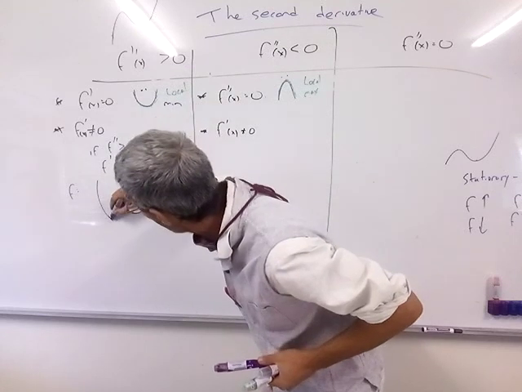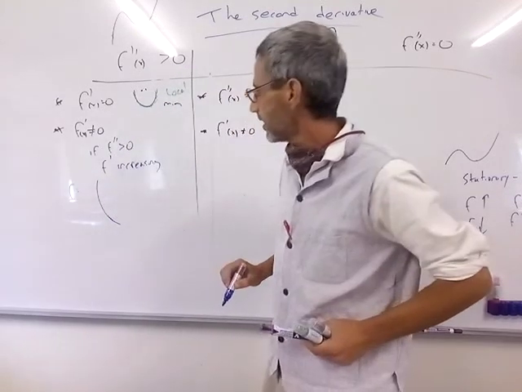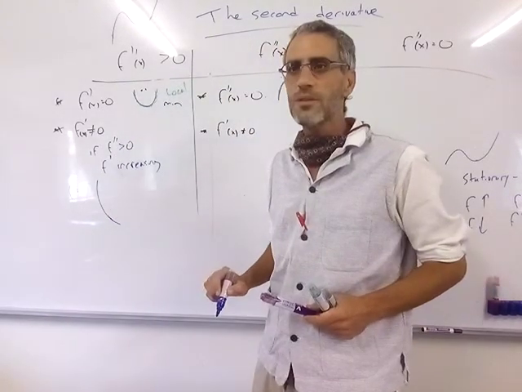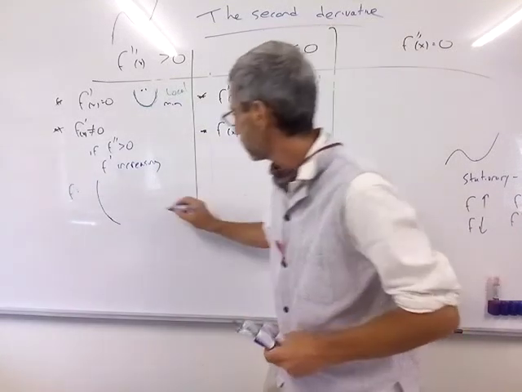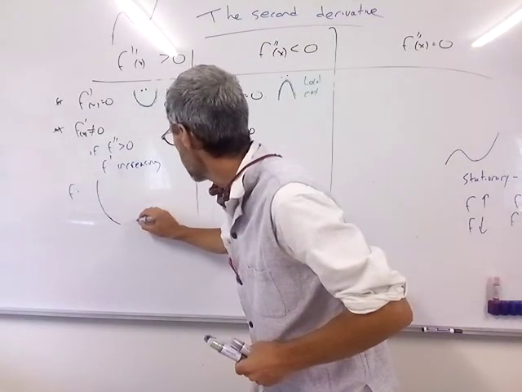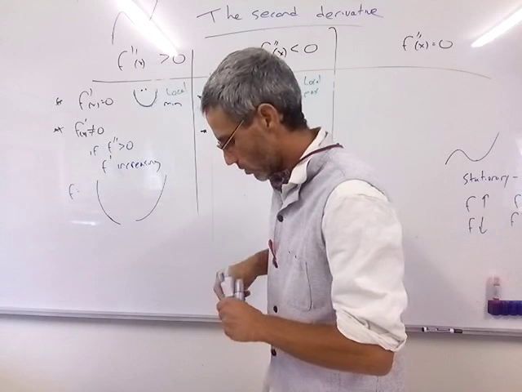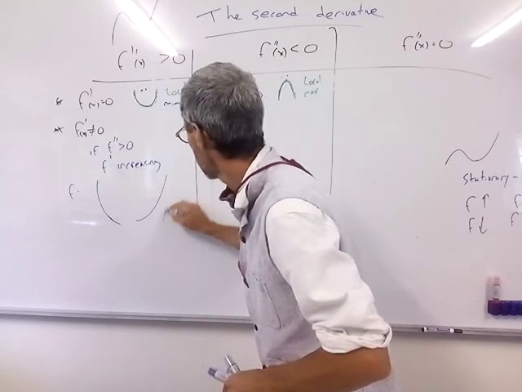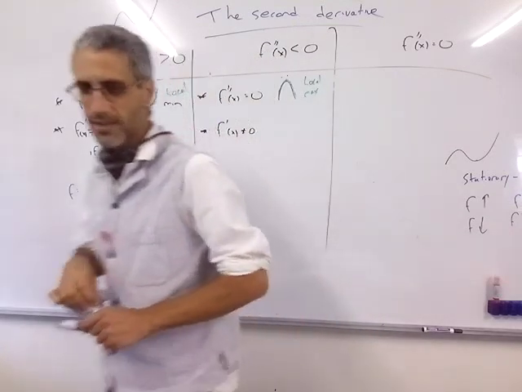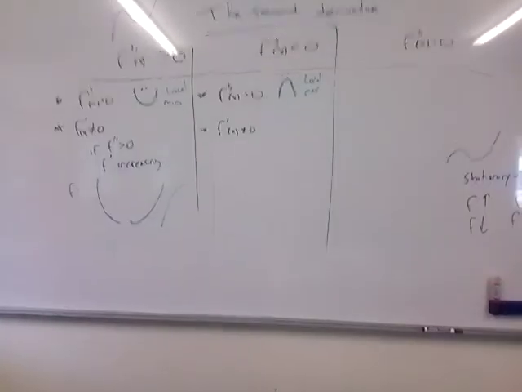So f can go down like this. But f can also go up. What would f go up like? Well, it can either go up like this, or it can go up like that. And I'll pause again for us to have that discussion.